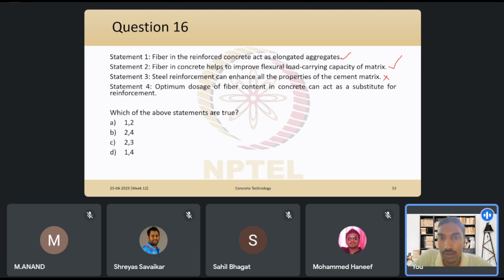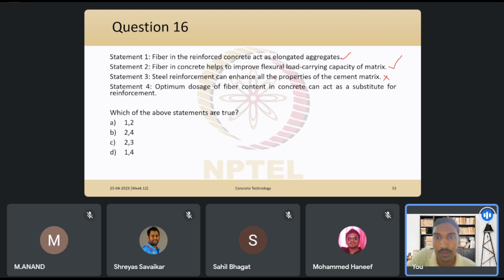So for example, if you talk about thermal conductivity, it's not just dependent upon your reinforcement. It also depends on your porosity, the type of aggregate that you have, and so on, right? So therefore, just having steel reinforcement cannot magically improve all your properties of the cement matrix. Therefore, the third statement is incorrect.